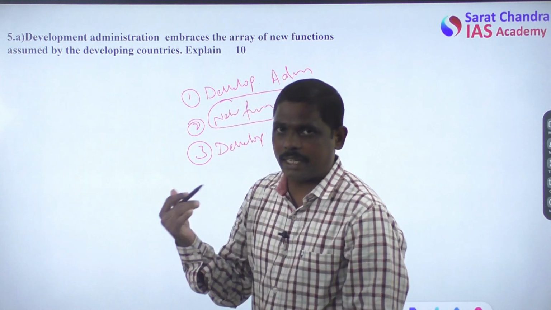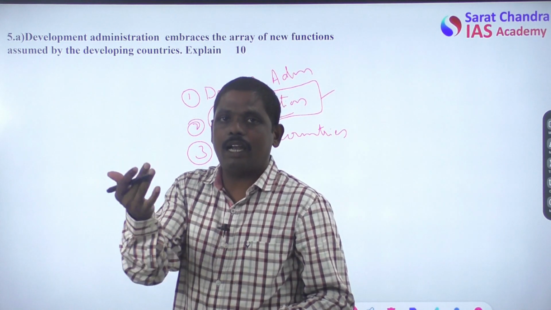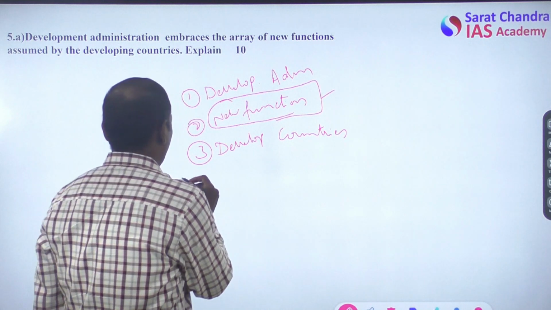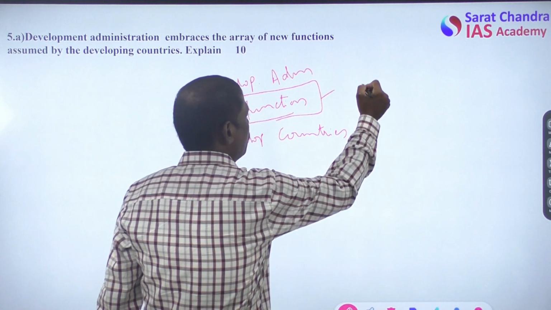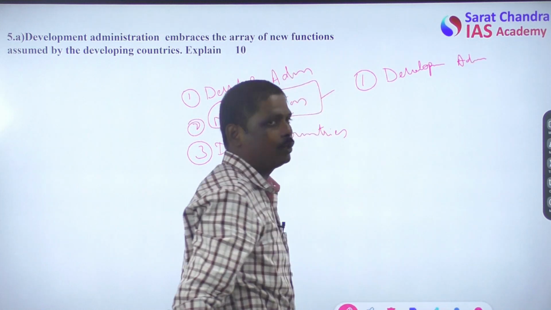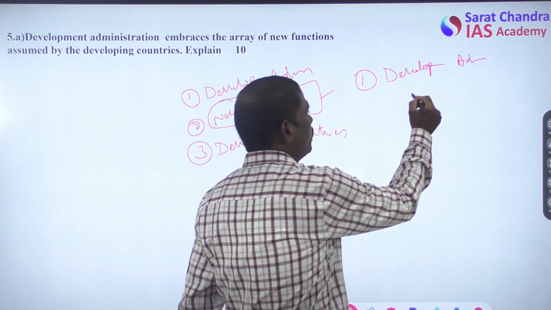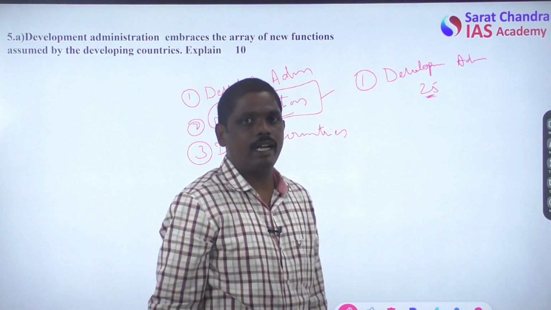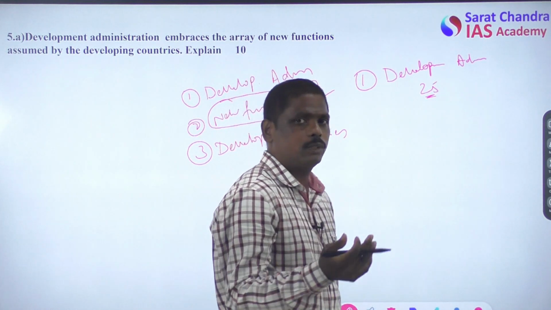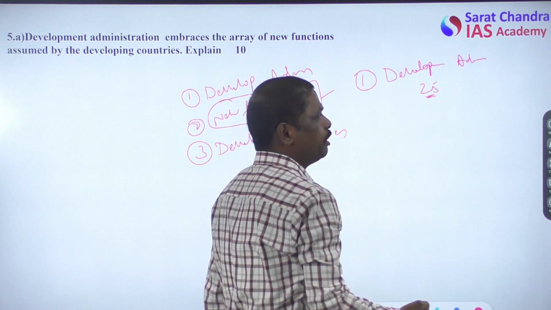Whatever we write, our answer should revolve around this new kind of functions, the traditional functions and the contemporary functions of development administration. The first element of the answer is to define what development administration is. Use one or two thinkers and define it in the first 25 words. You can use George Gant, or Riggs, or the definitions given by Edward Weidner. It is up to us.